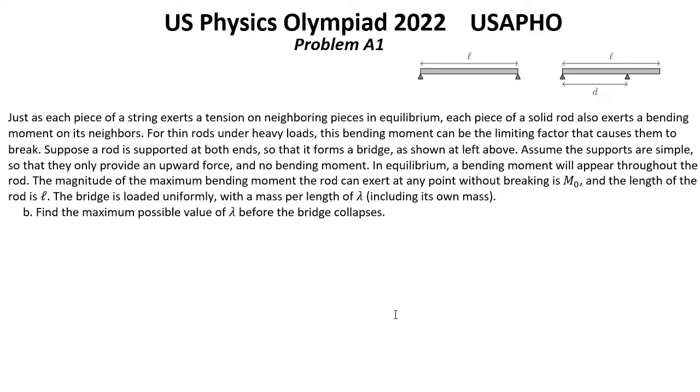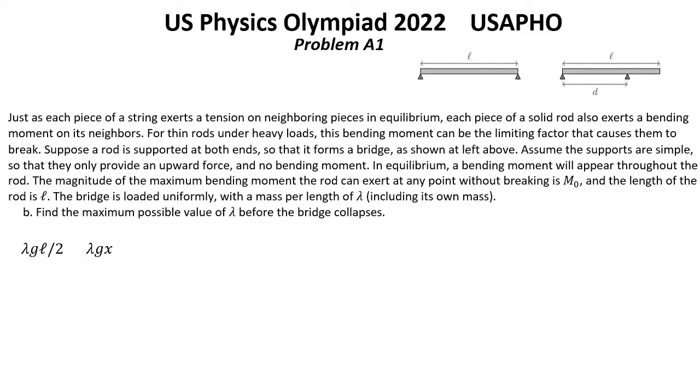Let's take a point at distance x from 0. Around this point we have to calculate all forces and angular momentums from external forces. There are two external forces. One is the force from this left support, which is equal to lambda g L over 2, and it's going upward. And also we have the weight, which is lambda g x.